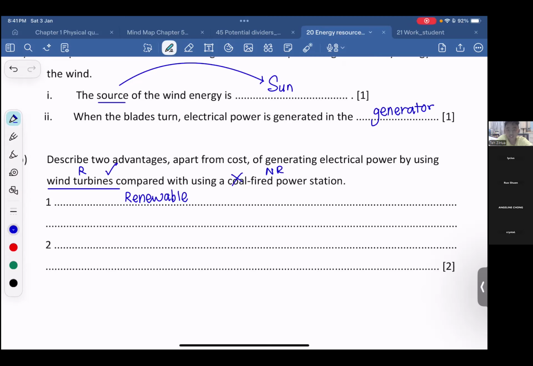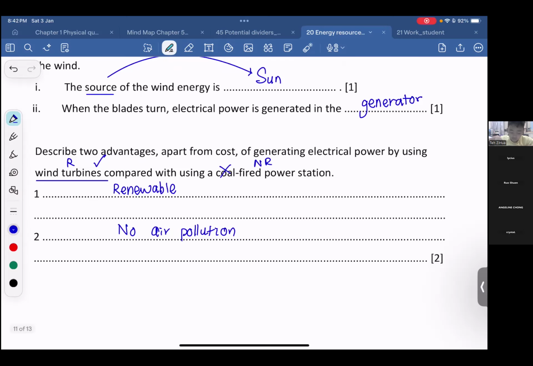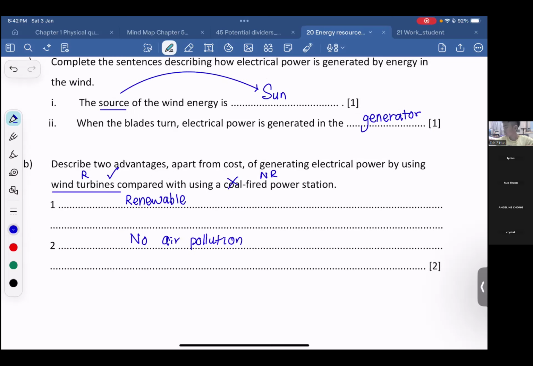Zihua says it does not pollute the air and the surroundings. Yes, it does not produce polluting gas. Yes, okay. So here, no air pollution. You can also say that it does not produce carbon dioxide. Do not use fossil fuel. So don't talk about the cost. Okay, can we continue? Okay, next.